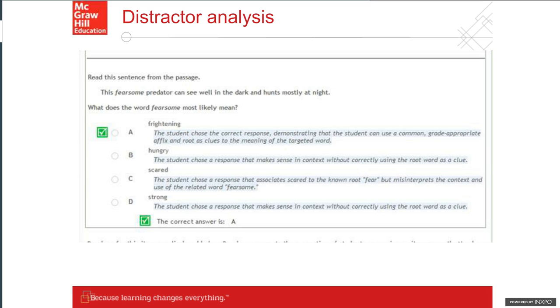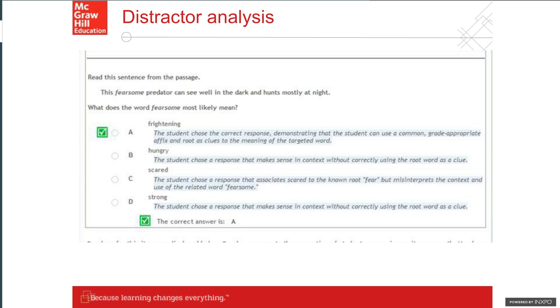The next slide shows the distractor analysis, which our teachers have also found really helpful. It shows you what the question was, it shows you the correct answer, and then it will tell you if students picked these wrong answers, this is potentially why. So in this example, the question is, what does the word fearsome most likely mean in that passage? The correct answer was A, but if students chose B, hungry, it says the student chose a response that makes sense in the context without correctly using the root word as a clue.